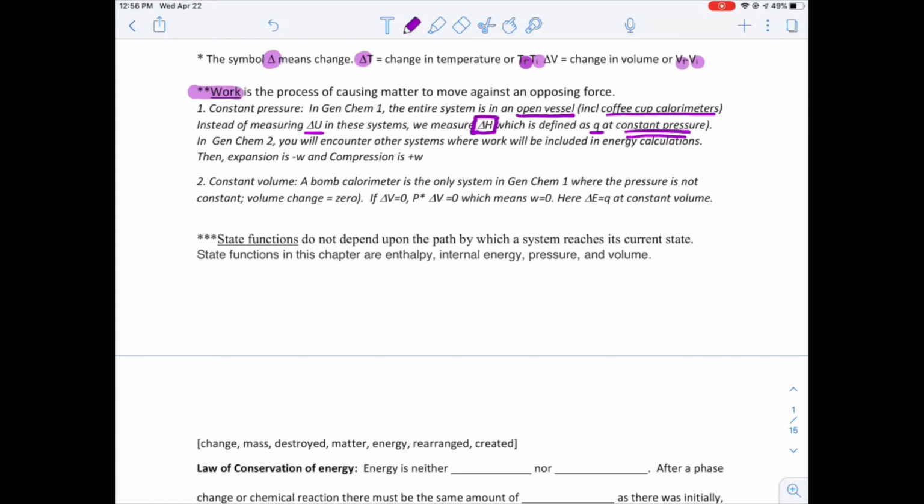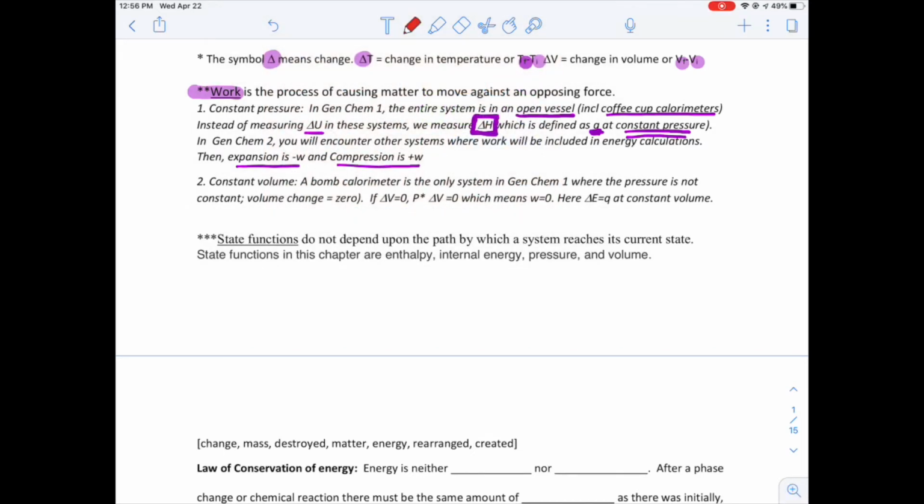In Gen Chem 2, you're going to encounter other systems where work will be included when we do energy calculations. You'll see expansion is negative W and compression is positive W. Again, we are only going to be focusing on delta H and figuring out delta H from Q at constant pressure.